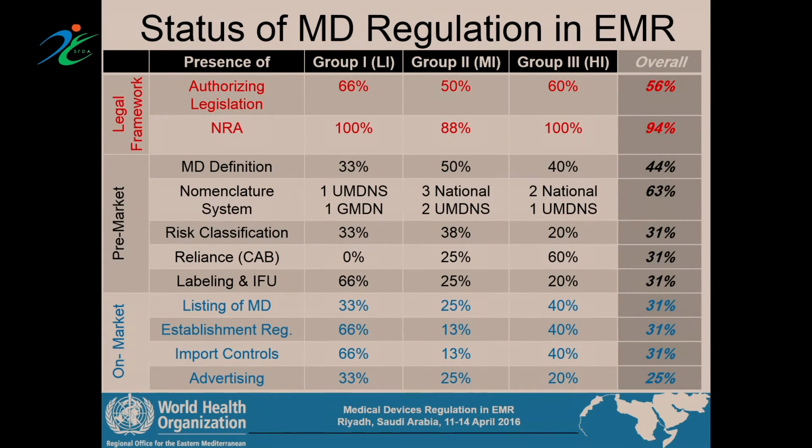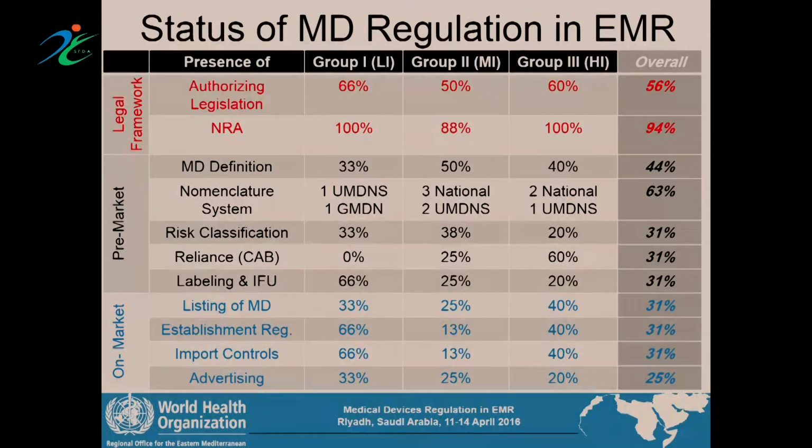Risk classification, as you can see, has the 4 steps that I mentioned in previous slides, low to high. Only a small number of them adopt that international risk classification measure. Reliance: do you rely on other jurisdictions? Because sometimes you don't have the function, you can rely on others like FDA, CE. How many do you rely on?